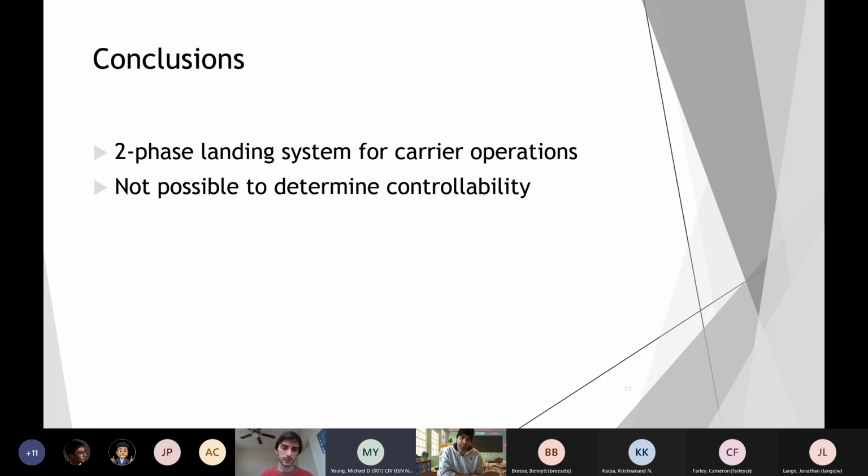So the conclusions of this presentation: we showed a two-phase landing system for aircraft carrier operation. And we also tried to determine controllability theoretically, but at least with the methodologies we used, it was not possible.